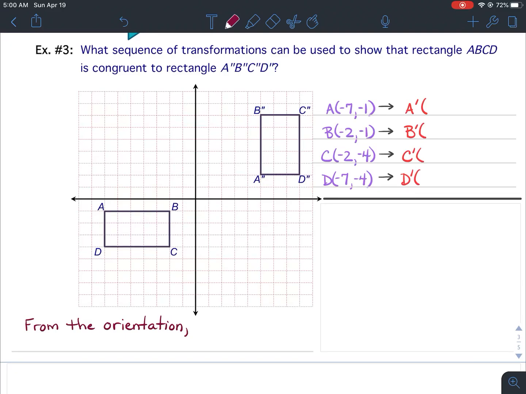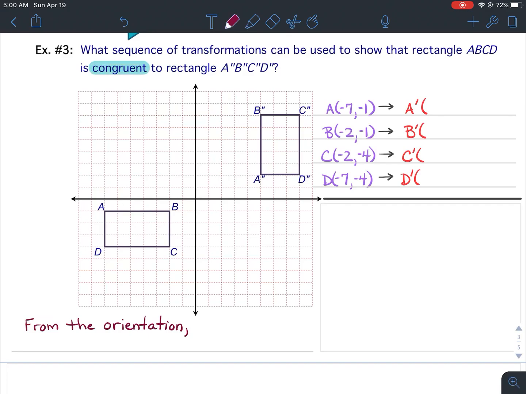Using transformations, lesson 21 notes, example number 3. What sequence of transformations can be used to show that rectangle ABCD is congruent to rectangle A double prime, B double prime, C double prime, D double prime? All right, the key word here is congruent. So go ahead and highlight that.